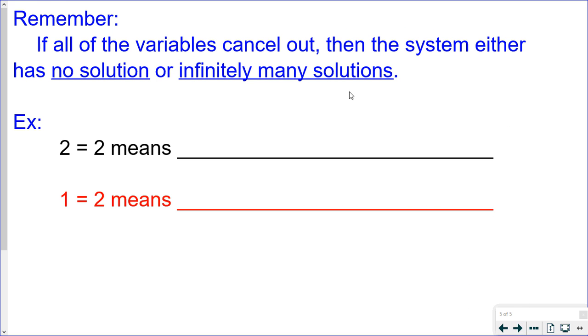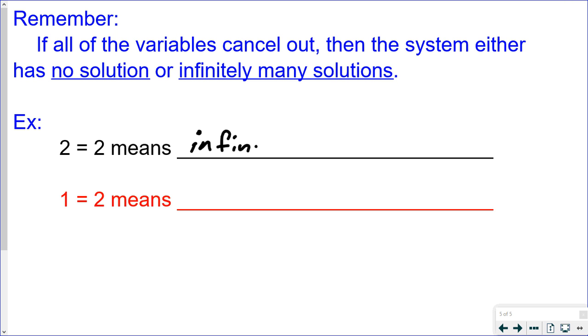All right. So what if, when I do the elimination, both of the variables cancel out? So I lose both the x and the y. Well, if you end up with two numbers that are equal to each other, it doesn't have to be 2, it could be any number. If you end up with a true statement, one number equals itself, then that means that there are infinitely many solutions.